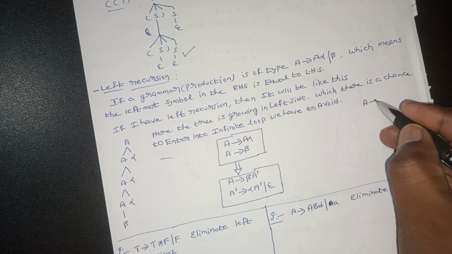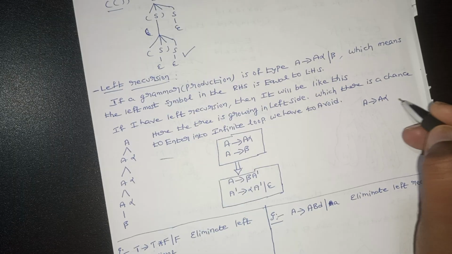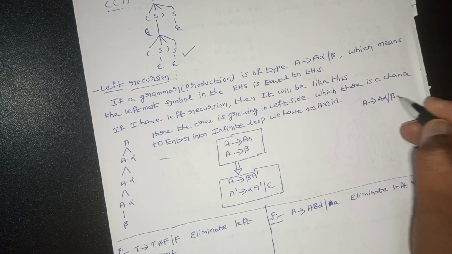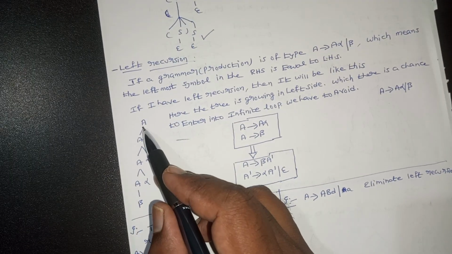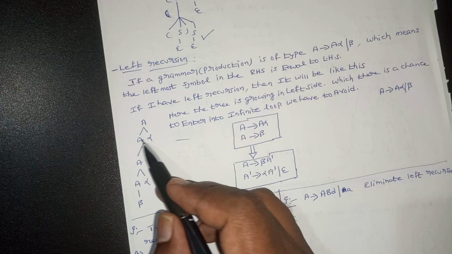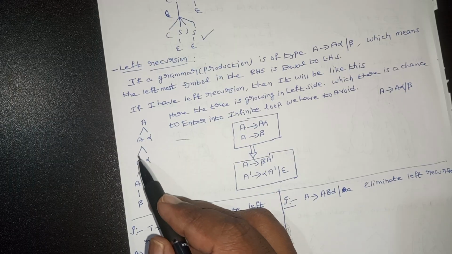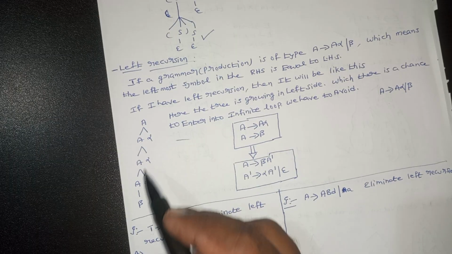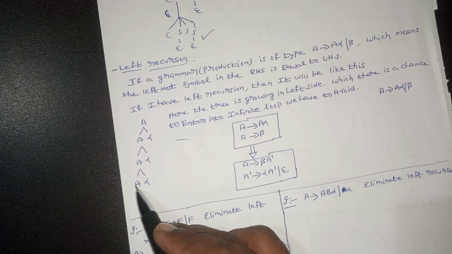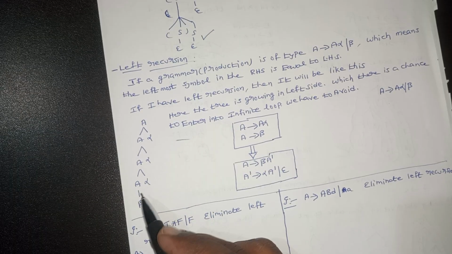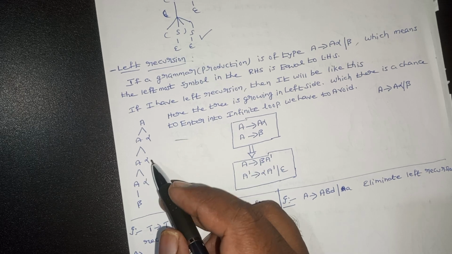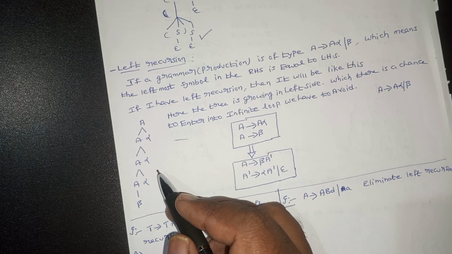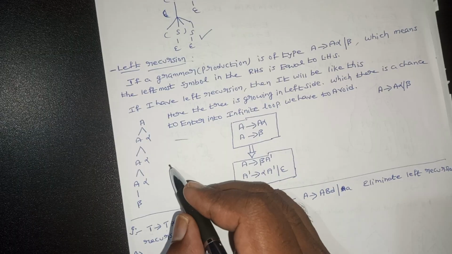A tends to A alpha or beta. Now I am generating a tree here. First I write A equal to A alpha. Again, in the place of A, I am writing A alpha. Again, in the place of A, I am writing A alpha. Finally, in the place of A, I am writing beta. Then what will happen? It is beta alpha star.